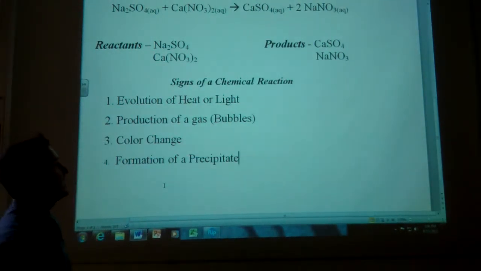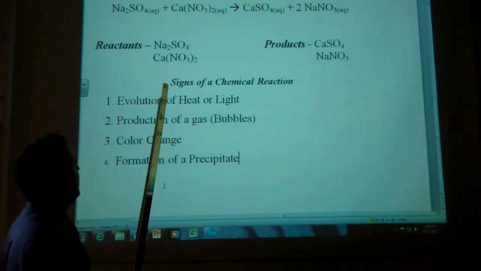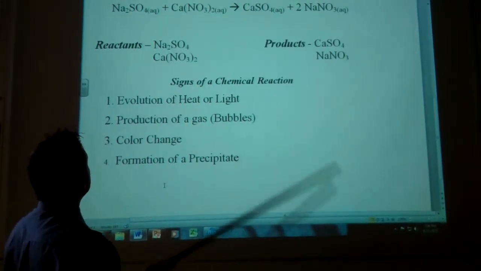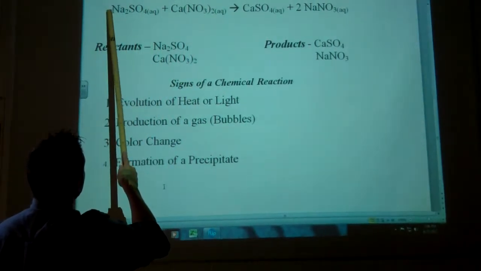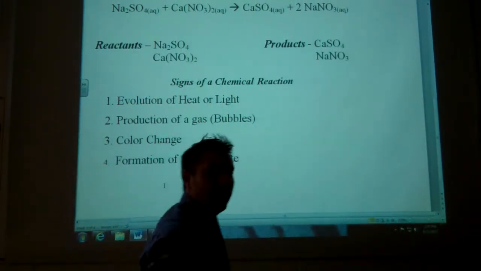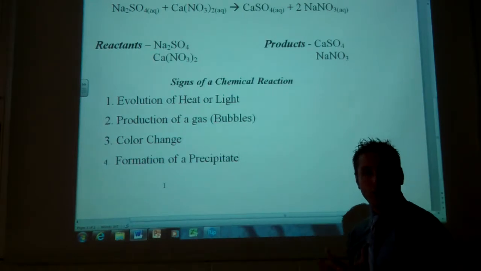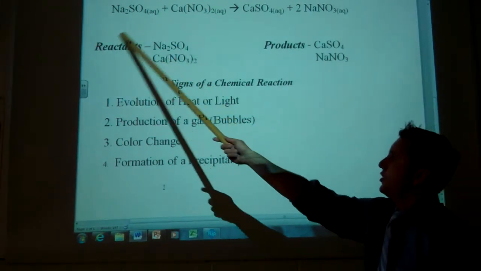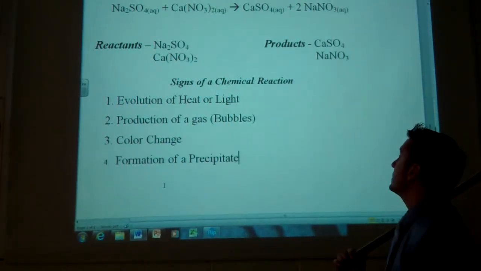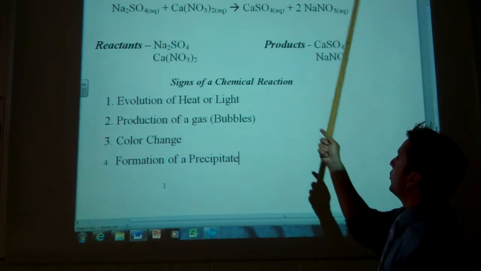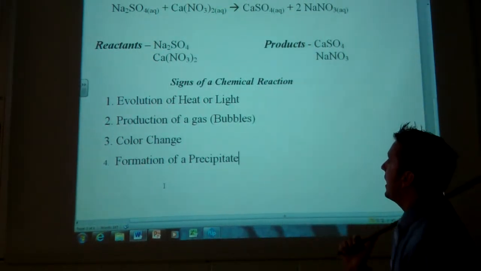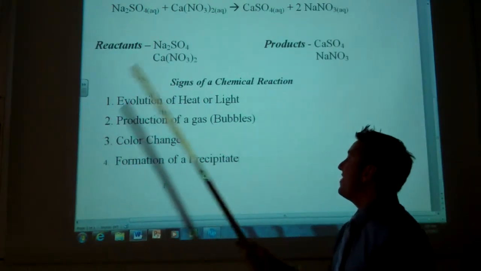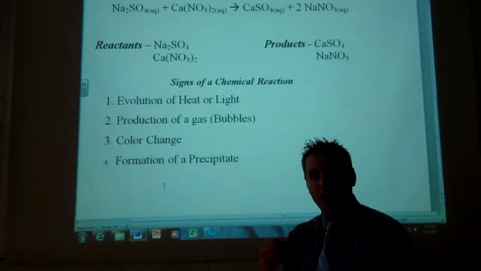If we're defining things as reactants and products, the reactants fall to the left of this arrow, which divides the equation into two parts. The reactants are over here. These are the molecules that are going to collide and get broken apart to reform something else. The Na2SO4 and the CaNO3 are what we call our reactants. Our products, on the other hand, fall to the right side of the equation. CaSO4 and NaNO3 are what is going to be formed when these things collide with each other in the correct fashion.